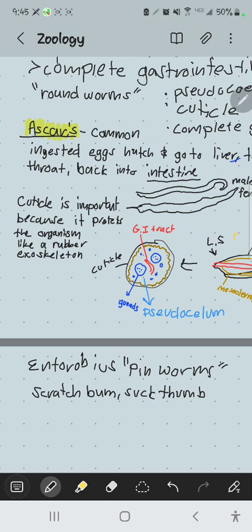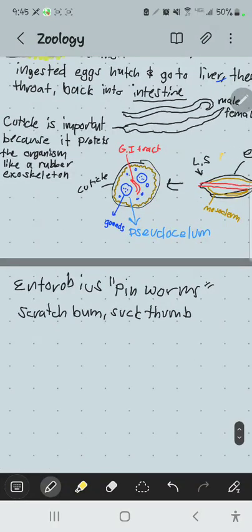Okay, so another intestinal parasite. This one actually is not acquired by eating it. It's acquired by other means here. Let me go ahead and write this one out. This is Necator. Necator is called a hookworm. Necator is a hookworm.